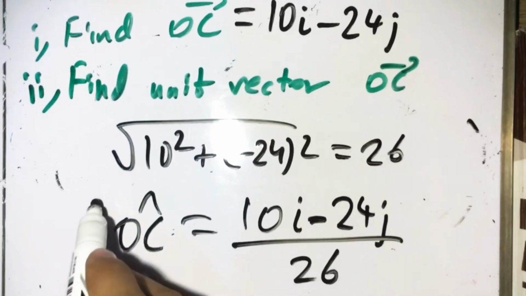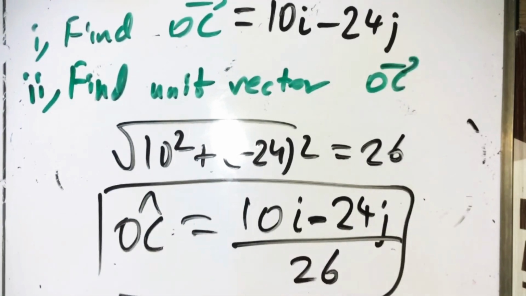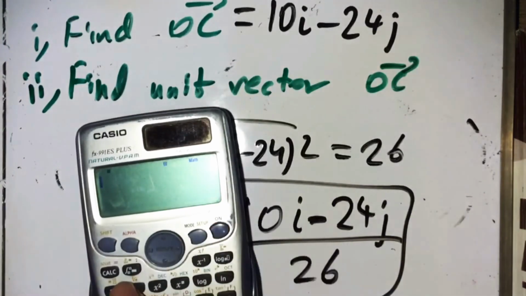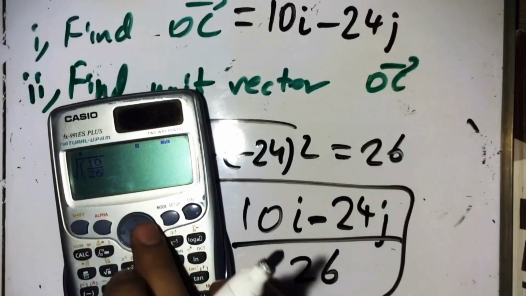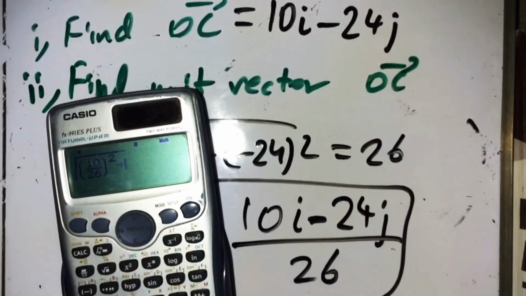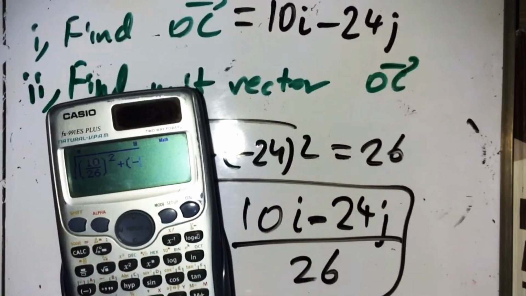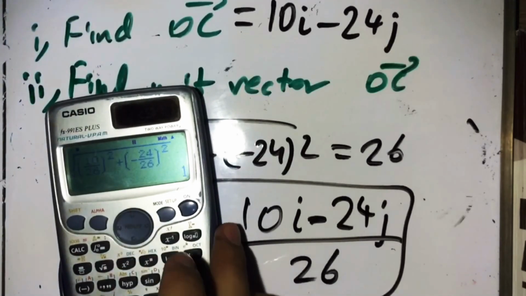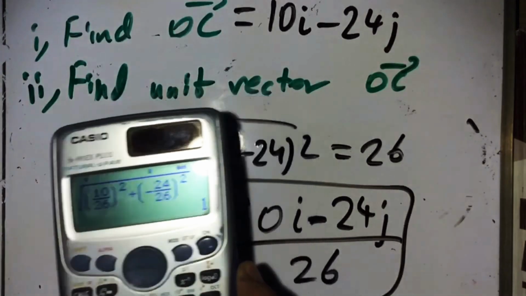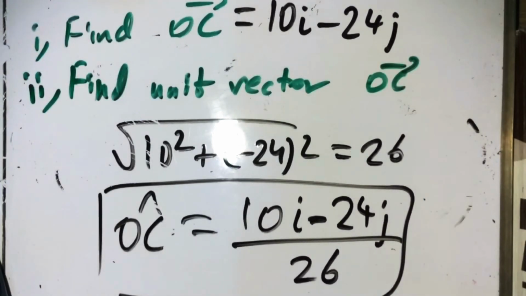We can leave the answer over here, or we can simplify and check using the calculator whether the answer is correct or wrong. So for that, what we'll do is (10 upon 26) whole squared plus (minus 24 upon 26) whole squared. This is coming equals to 1. So this will be our final answer, or you can simplify it.